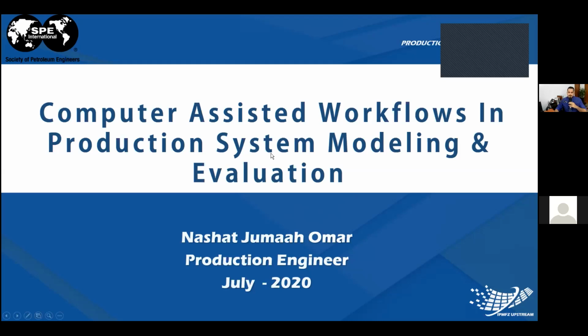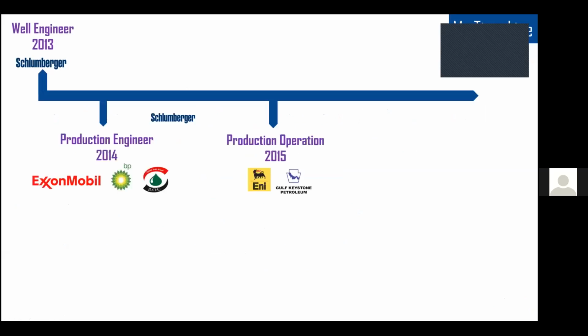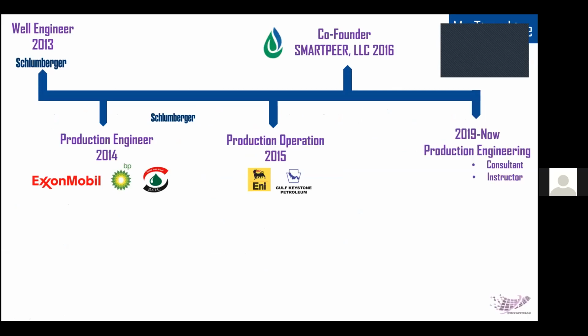So as Mr. Ayaz said, I started working with Schlumberger. I started as a drilling engineer, and then I moved to production engineer and then production operations. I worked with different clients, and then I co-founded a company with ex-Schlumberger colleagues, and now I work as a consultant and instructor for production engineering.